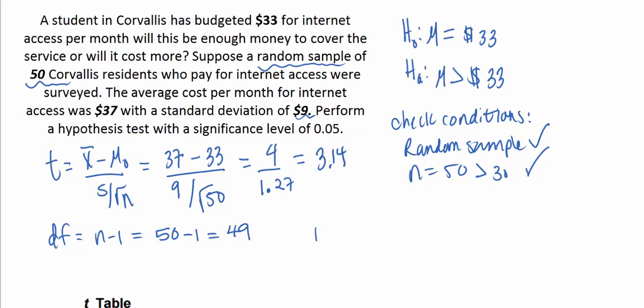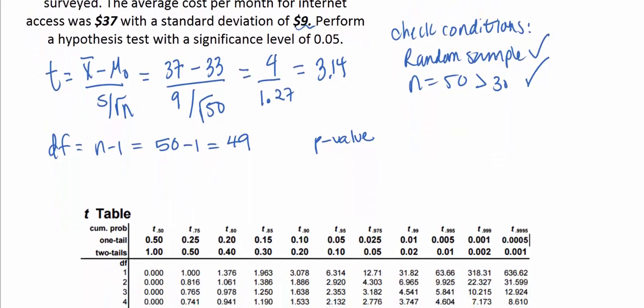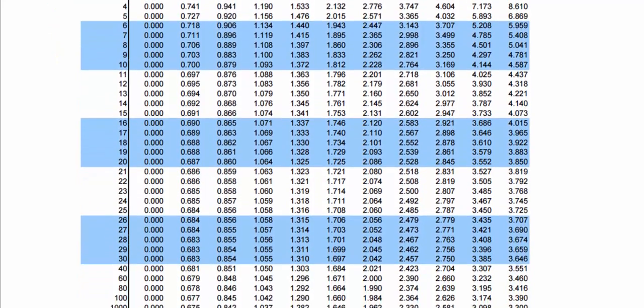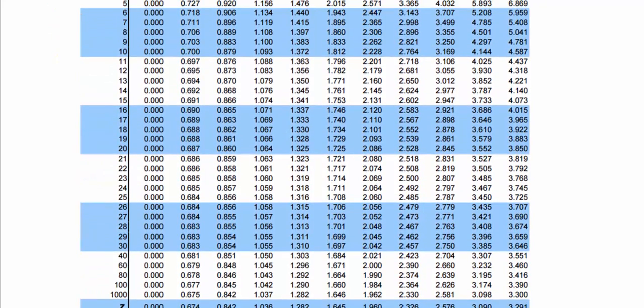So to find the p-value, we have to look it up on a t-table. So if we scroll down, we have a t-table here. Go to 49 degrees of freedom, and we have a test statistic of 3.14. We find that there is no 49 here for degrees of freedom. It just goes from 40 to 60. So that means that we should always round down. We have at least 40 degrees of freedom.